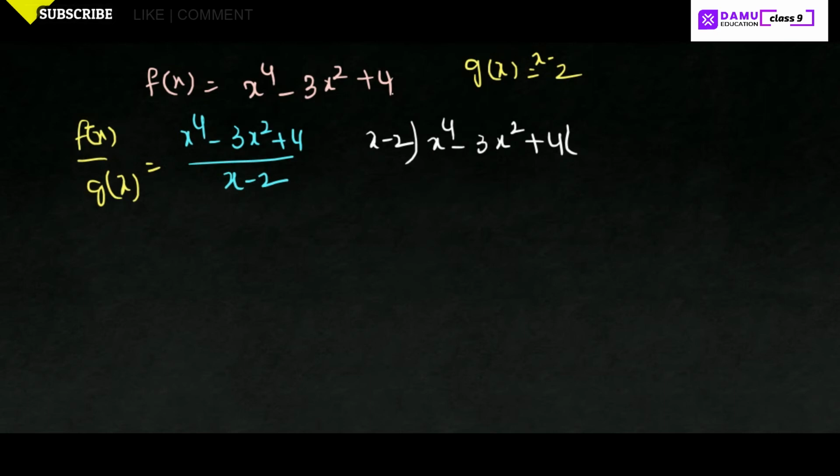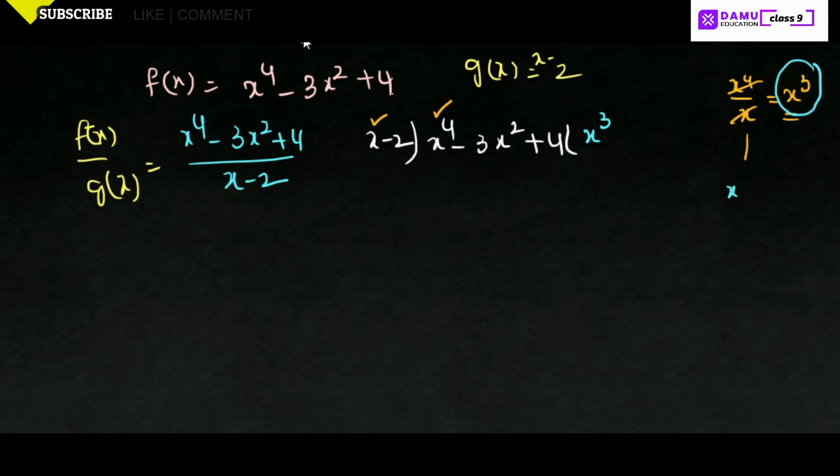So x power 4 minus 3x square plus 4 divided by x minus 2. How to divide this one? What are the basic steps we have to follow? Here the first term is x power 4, and here the first term is x. So x power 4 by x you have to do. x ones are x cube, x will cancel. Then x cube will come. So here is the first term, which we have to write in the place of quotient. So x cube. Then multiply this x cube with x minus 2.